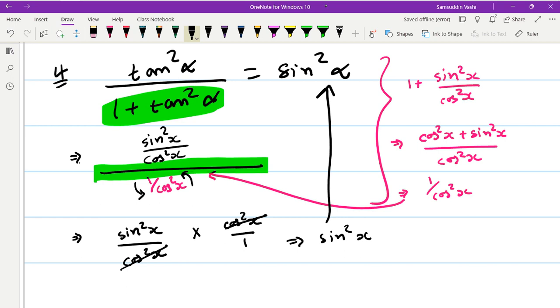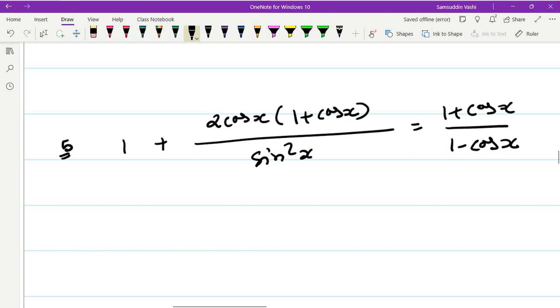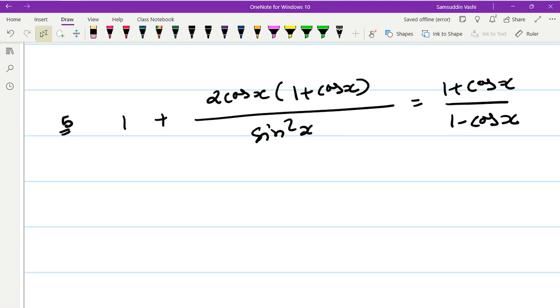All right. Number 5. Okay. What do I need? 1 minus cos x, 1 plus cos x. Did I see something like this one initially? It was having sin squared x equals 1 minus cos squared x, and 1 minus cos squared x is the difference between 2 squares. 1 minus cos x, 1 plus cos x.